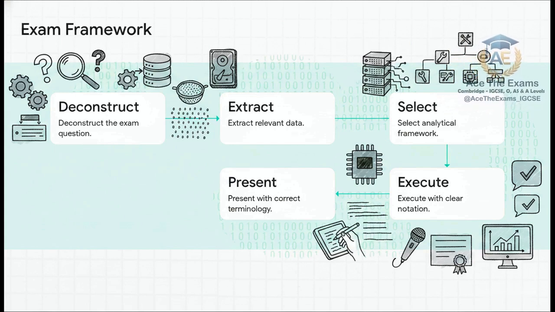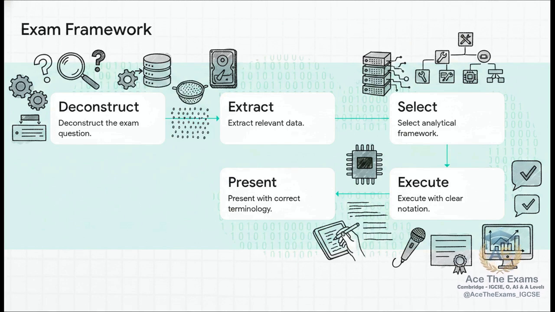Steps 3 and 4, select analytical framework and execute. That is your explanation. You break the hardware interaction into its logical phases. And step 5, present with correct terminology. That's your link. Instead of casually writing "the computer stops what it's doing," you explicitly use terms like context switching to link perfectly back to the syllabus.